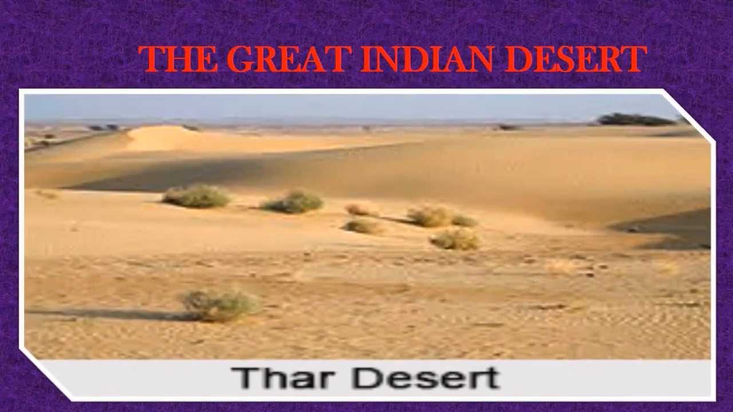You can see the picture of the Great Indian Desert. The Great Indian Desert is otherwise known as what? Thar Desert. It is situated in the state of Rajasthan. This region receives very less rainfall. Clear?